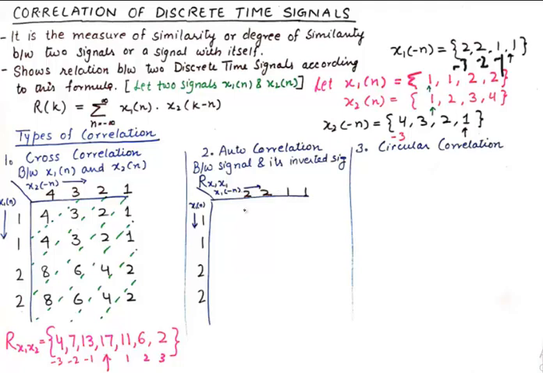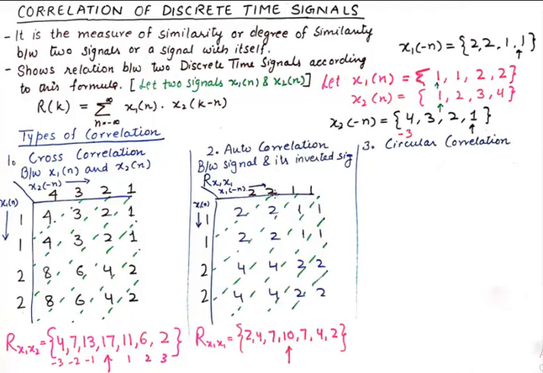I multiply this, so 2 2 1 1, 2 2 1 1, 4 4 2 2 and 4 4 2 2, and finally I draw these diagonal lines and I sum the elements in each of these diagonal partitions, and I get 2 4 7 10 7 4 2. Of course, the origin will lie at this point because the leftmost element is at sample number -3 and the rightmost element is placed at sample number 3.